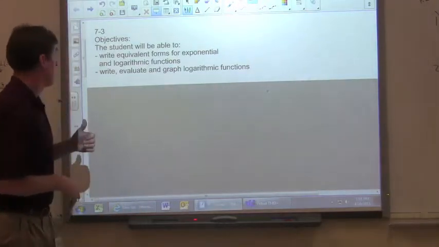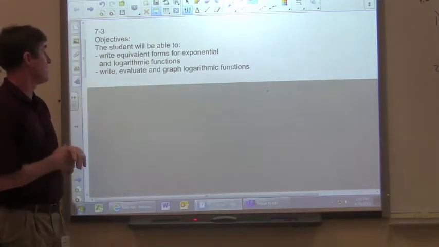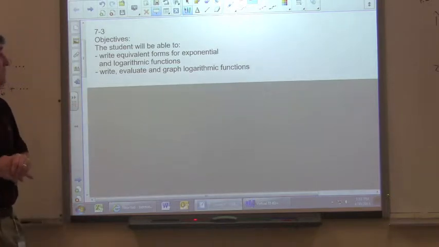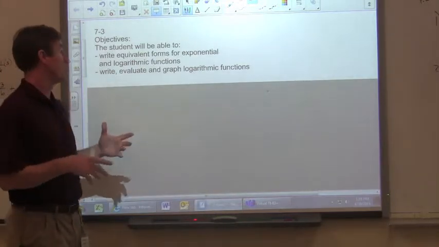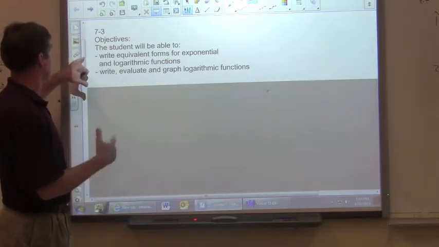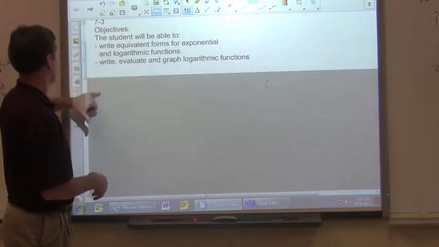All right, today we're going to be going over section 7.3. So our objectives are the student will be able to write equivalent forms for exponential and logarithmic functions, and write, evaluate and graph logarithmic functions. So we're going to get into the actual working with logarithms that we've talked about so far.